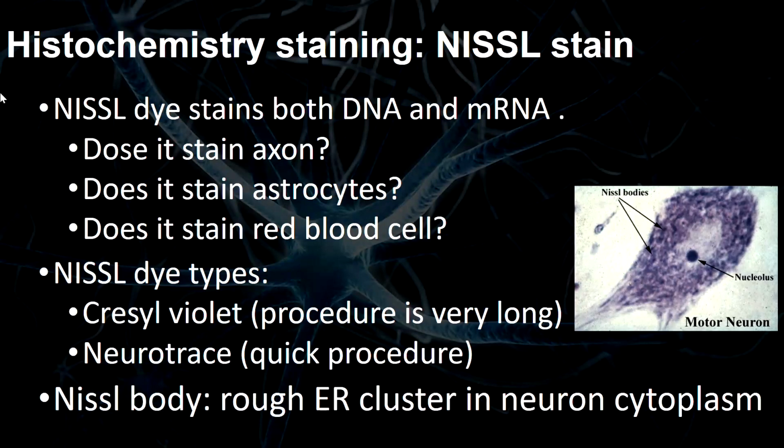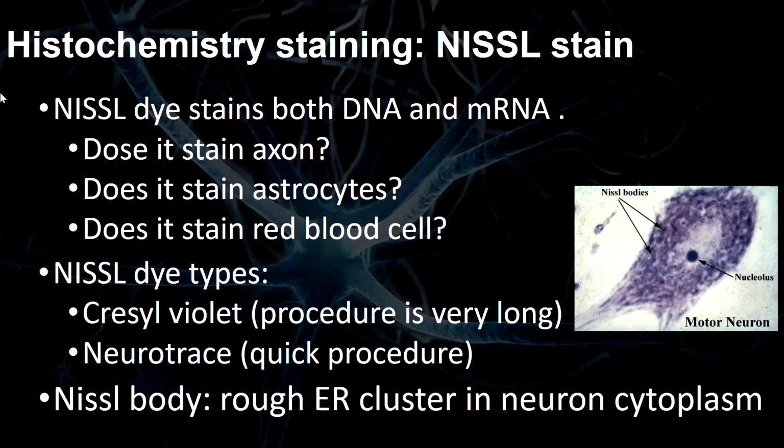Now let's talk about Nissl stain. The dye we use in Nissl stain will bind both to DNA and mRNA. Where do you find DNA? In the nuclei, right? Where do you find mRNA? In the soma, in the cytoplasm of the neuron. Do you have any DNA and RNA in the axon? The answer is you are going to have a little bit of mRNA in the bottom of the axon. So if you do a Nissl stain of a neuron, the majority part that you will stain is the soma. You're going to have a little bit of axon stained, but not a whole axon.